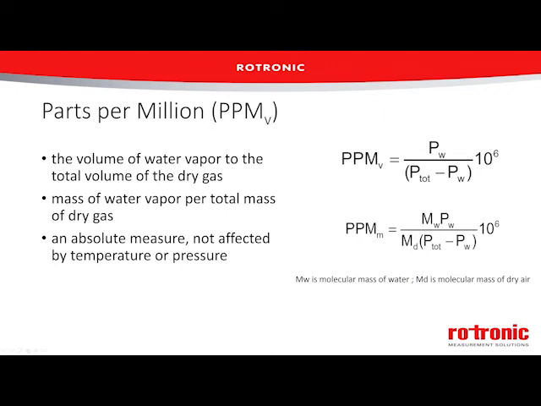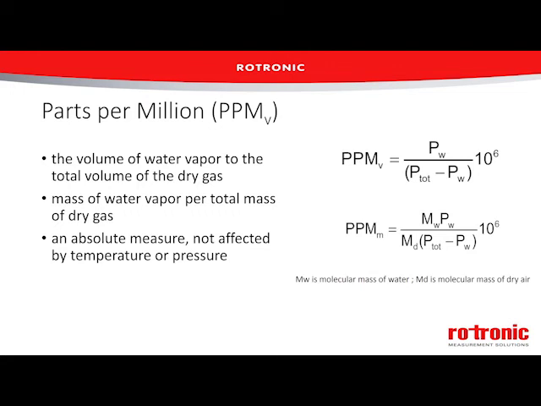Parts per million is another absolute measure. It's telling us how much water vapor is present in the air. Once again, there's two types of parts per million, so it's important to know which one your instrument is reporting. Typically, they will report parts per million by volume, but there is another PPM, parts per million by mass. So just know which one your instrument is reporting because they actually are quite different numbers.